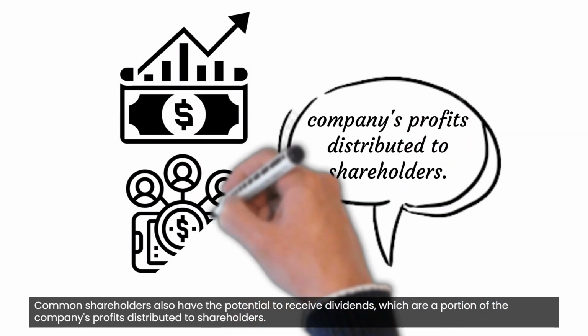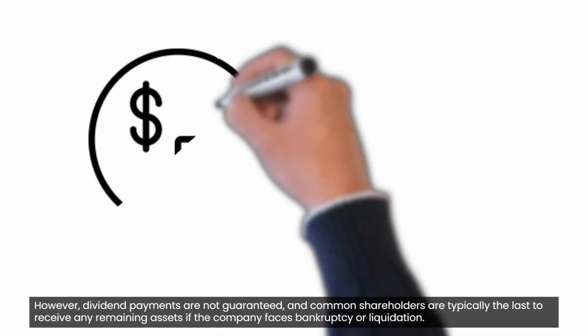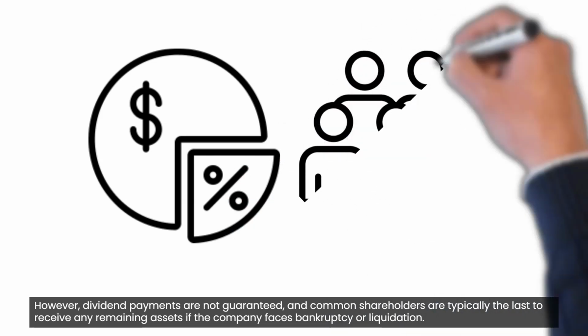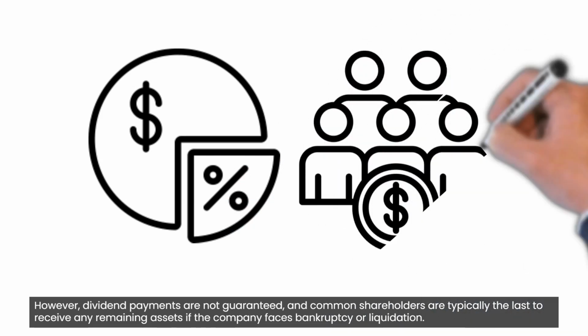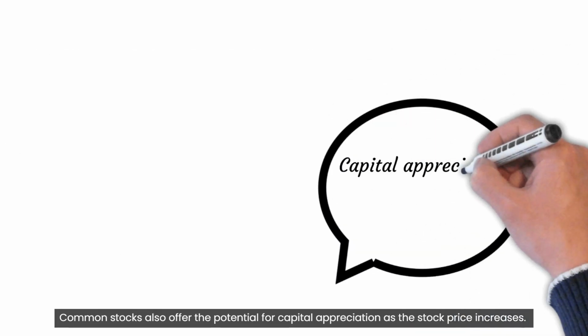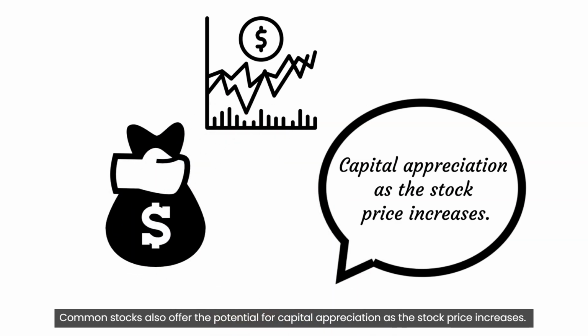Common shareholders also have the potential to receive dividends, which are a portion of the company's profits distributed to shareholders. However, dividend payments are not guaranteed, and common shareholders are typically the last to receive any remaining assets if the company faces bankruptcy or liquidation. Common stocks also offer the potential for capital appreciation as the stock price increases.